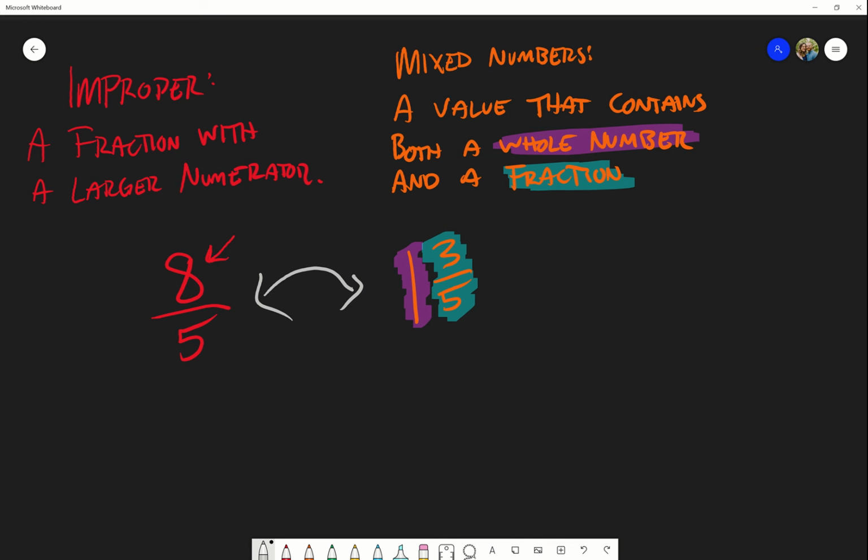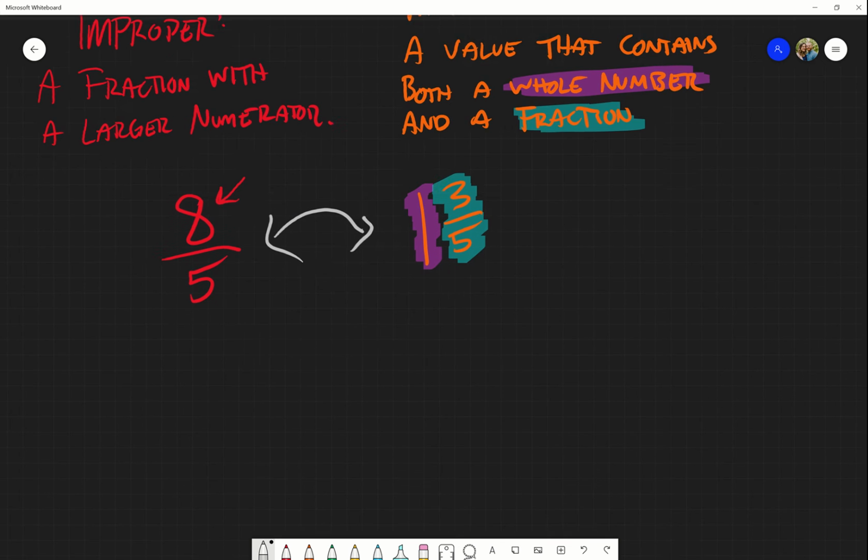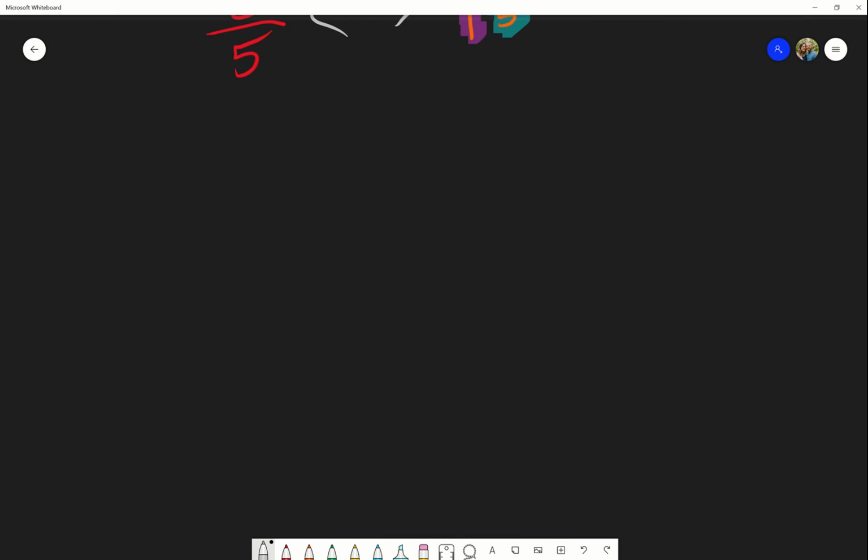So let's talk about how to convert a mixed or an improper. We're going to start with improper to mixed. Okay, so if we have a value like 21/4.